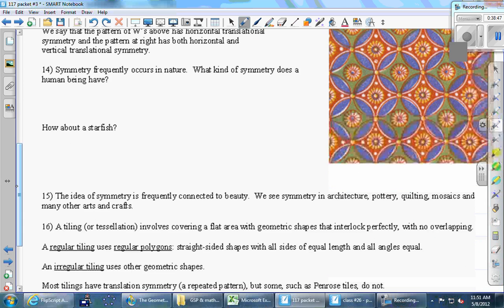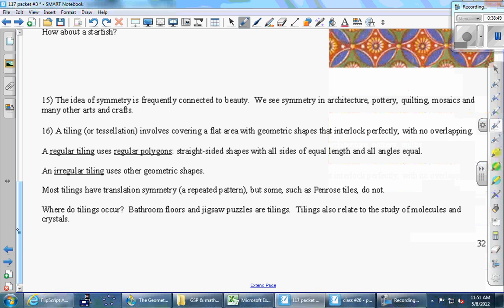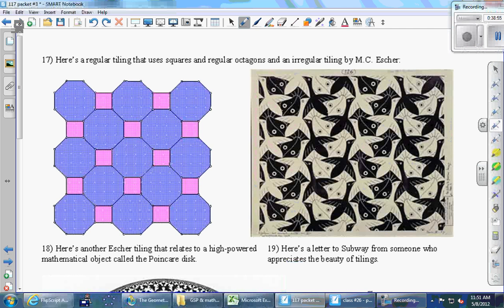Okay, let's come down, symmetry, tiling. Okay, we're not going to talk about the tiling stuff. Let's move on to the next page. We'll just look at a few pictures. 17, Ashley.